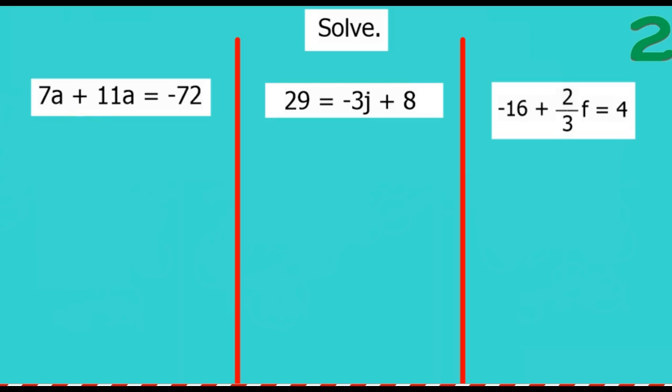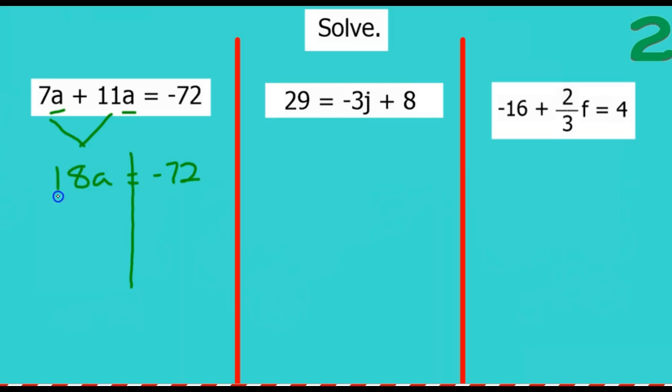Okay, here, this is a different kind of two-step problem. What I see is I have 2 a's. Now when I have 2 of the same variable, I can add them together and combine them. So 7a plus 11a gives me 18a equals negative 72.